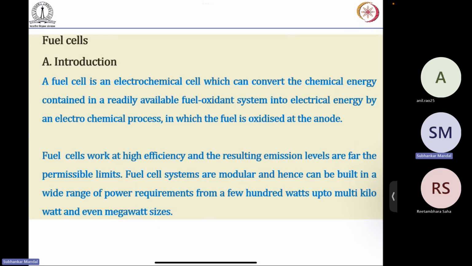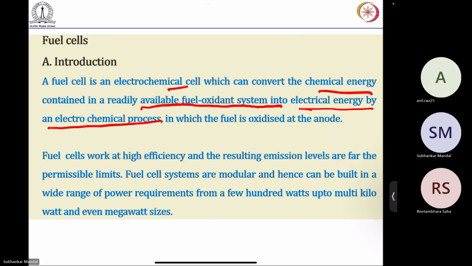So this is the thing. So what is the fuel cell? Fuel cell is basically the cell where chemical energy is converted into electrochemical energy, electrical energy. It is basically a fuel oxidation system producing electrical energy by an electrochemical process, where the fuel is oxidized at the anode side, and the fuel cell works at high efficiency, and the resulting emission levels are far below permissible limits.